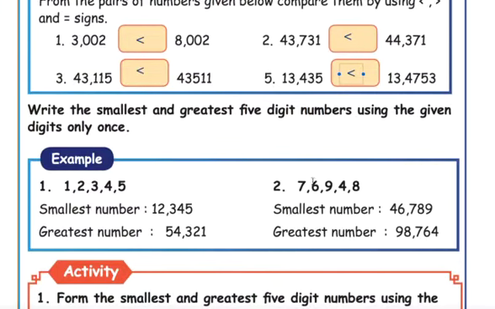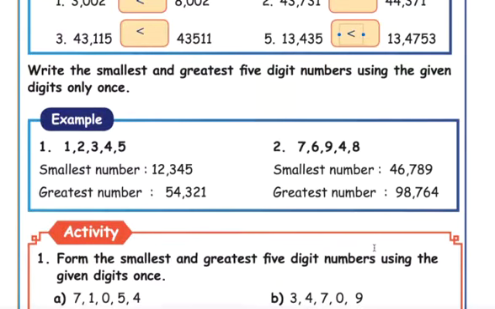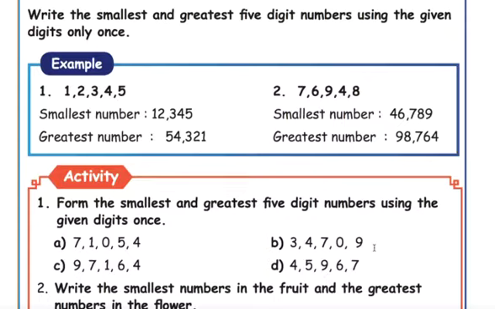Now this is the example. Second example, look at this second example. Least number is 4. 4 will come first, thereafter 6, thereafter 7, then 8 and 9. This is smallest number. If you proceed in the other way, that means 9, 8, 7, 6, 4, you will get highest number or greatest number. Okay, only difficulty arises when you have 0.